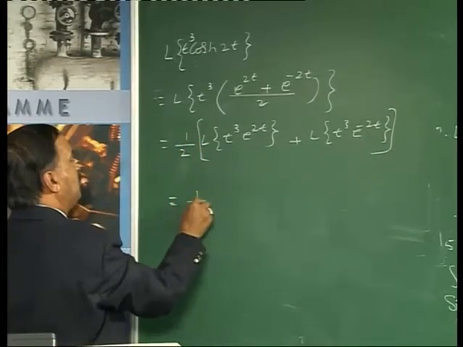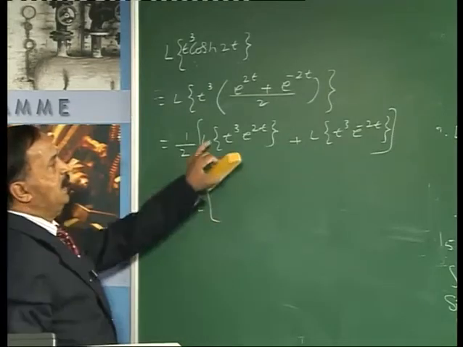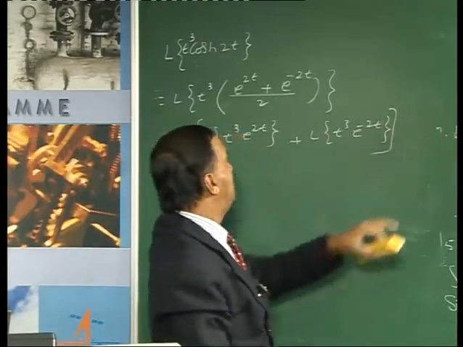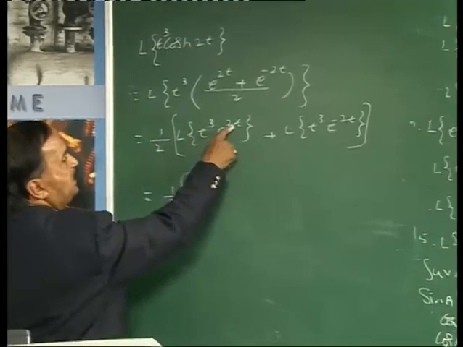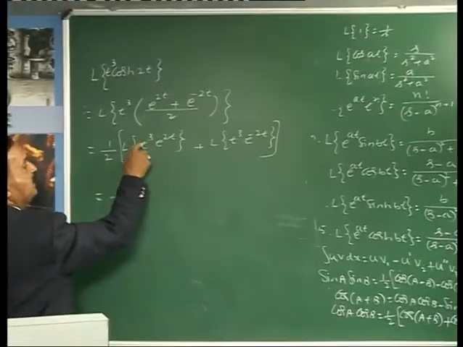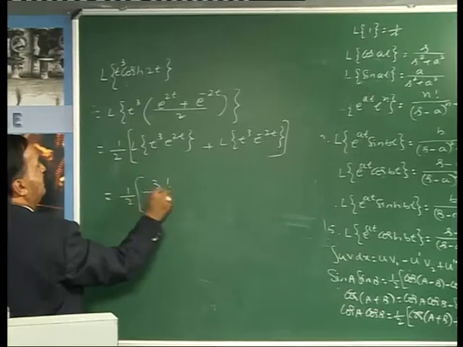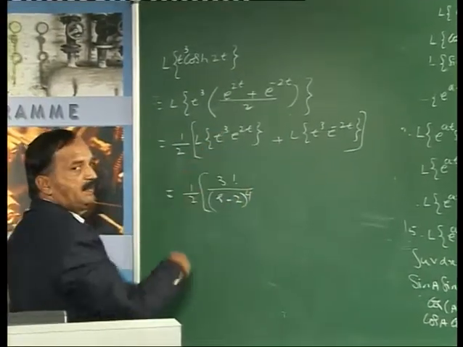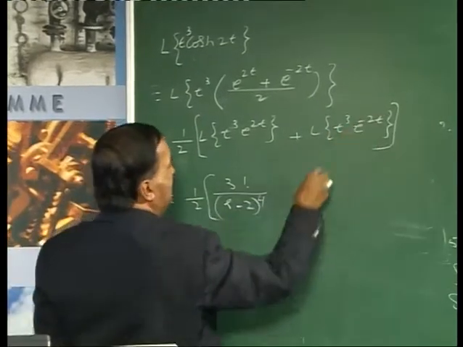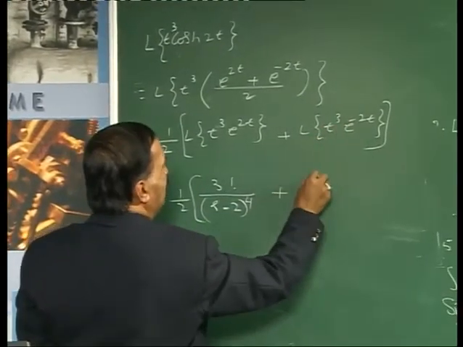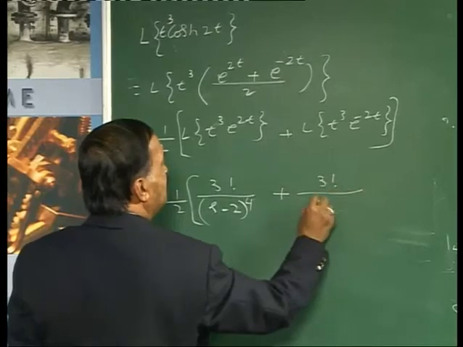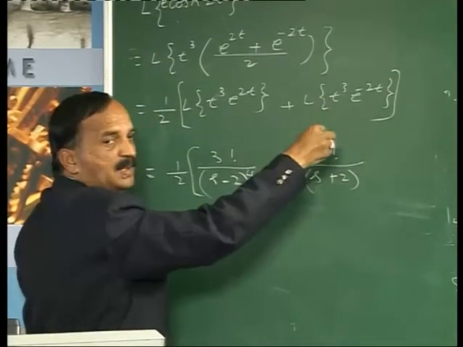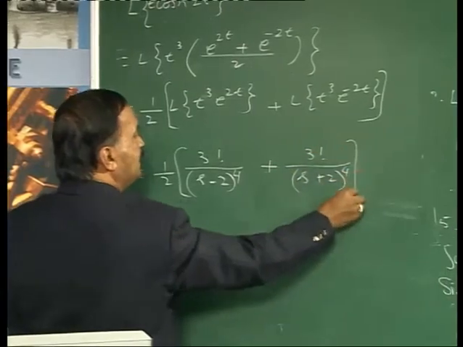That is equal to 1 by 2 into, so L of t cube e to the power of 2t, use this formula here, put n equal to 3, a equal to 2, n factorial, 3 factorial by s minus 2 to the power of n plus 1, that means 3 plus 1, 4. Again with the same formula, plus 3 factorial by s plus 2 to the power of n plus 1, that means 3 plus 1, that is 4. This is the answer.